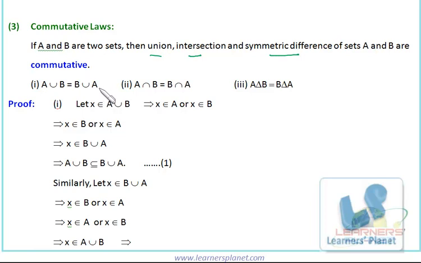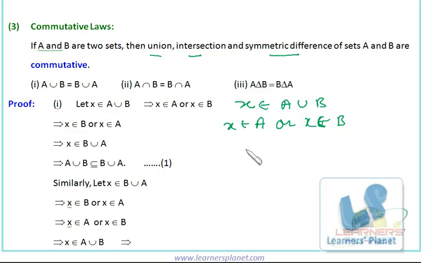Again we'll start with an assumed element that belongs to A union B. What is A union B? Suppose I take X as an assumed element. If X belongs to A union B, that means what? X belongs to A or X belongs to B. X is an element of set A or X is an element of set B. Then only X will be an element of A union B, right? Union, so it is OR.